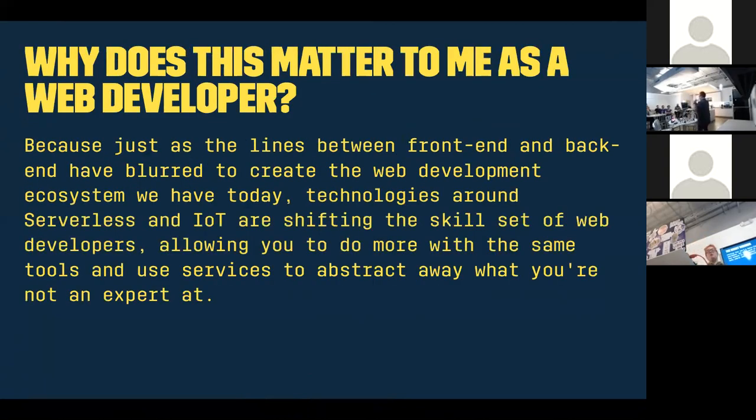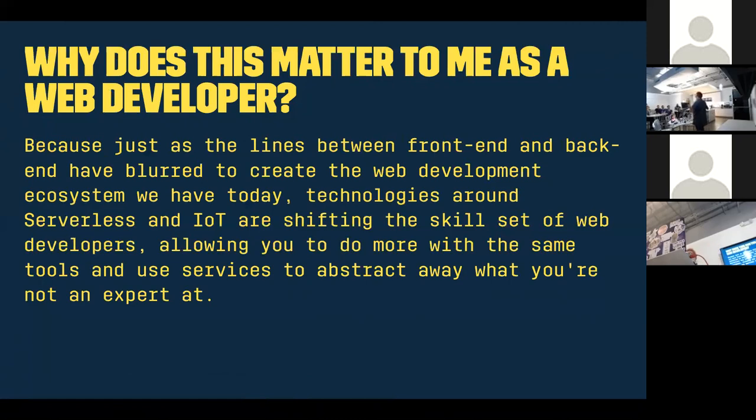So I'm putting on my web developer invisible hat for a moment. And that's because as the lines between front end and back end have blurred to create the web development ecosystems we have today, I mean, hang on, this is the full stack meetup. Like, we're aware of the blending, right? It'd be weird if we weren't. Technologies around serverless and IoT are shifting the skill set of web developers, allowing you to do more with the same tools and services and abstract away what you're not already an expert at. In this case, EC2 management, server management, scaling, dealing with millions of requests. You're a web developer. You like to write Node, hit a button, and it runs. Or you write Ruby or Python, or whichever language you write. And you like to hit a button, and it runs. That's where serverless is shifting to. Let you abstract away the things you are not an expert at and worry about the things you are good at and allow you to do more with them.